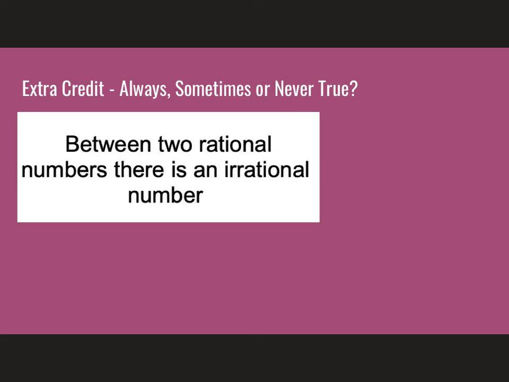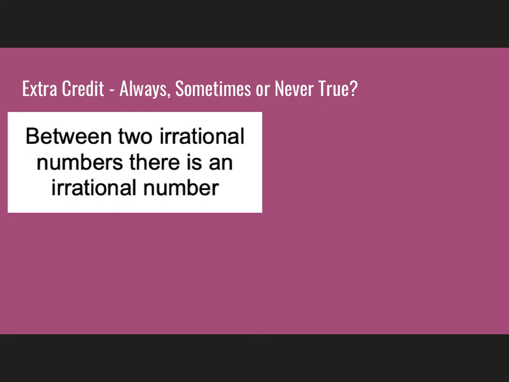Same thing. Between two rational numbers, there is an irrational number. Is that always, sometimes, or never true? And explain why. Between two irrational numbers, there is an irrational number.